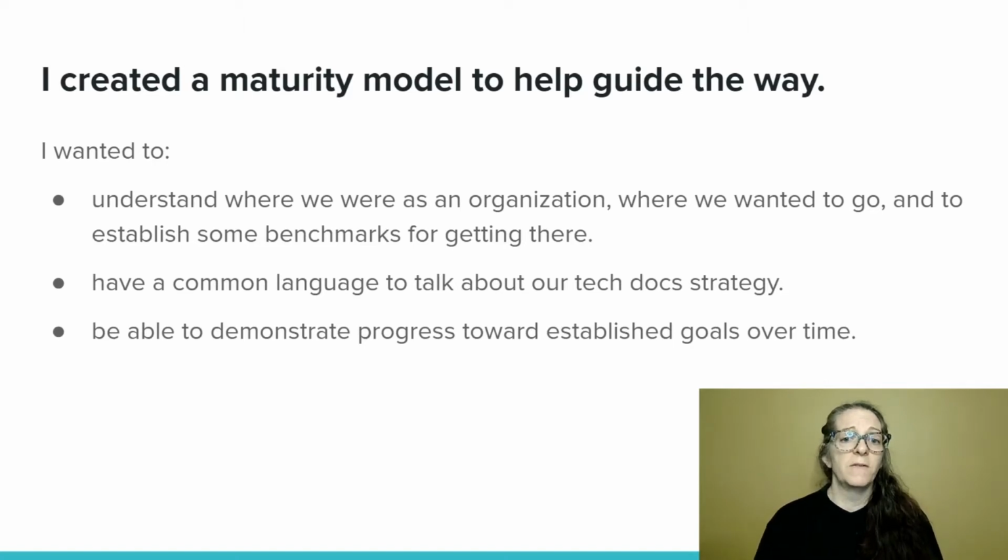Our model helped us define a starting point, made it possible for us to set some achievable goals, and also to start moving out of that dark forest that we were in. It also gave us a common language to talk with others in a more organized way about creating tech doc strategy, and also allowed us to demonstrate our progress to them.